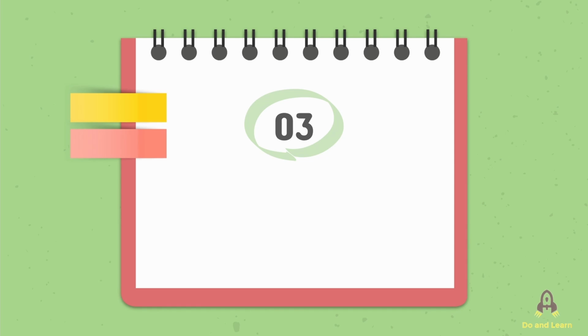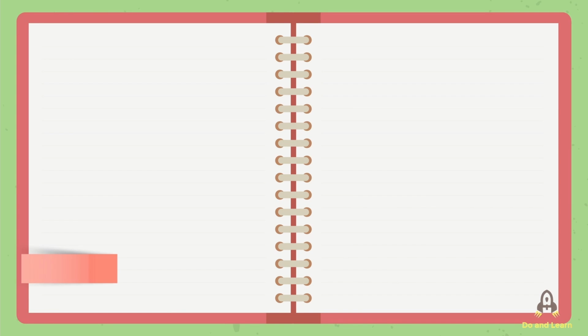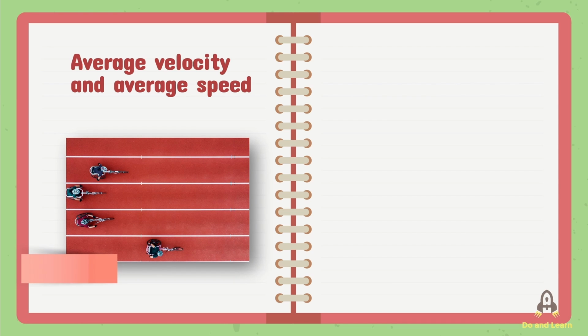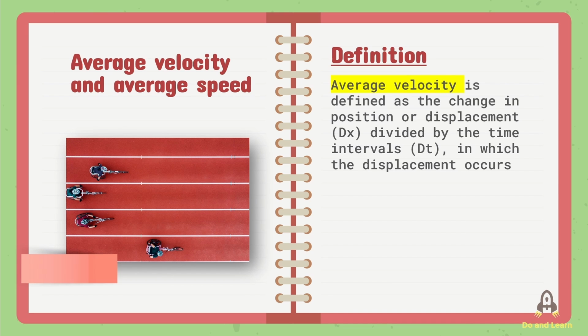So let's go to the next topic: what is average velocity and average speed. You might have heard the words velocity and speed in the previous classes. Let us revise. Average velocity is defined as the change in position, or displacement, divided by the time interval in which the displacement occurs. Suppose an object is moving from one place to another place.